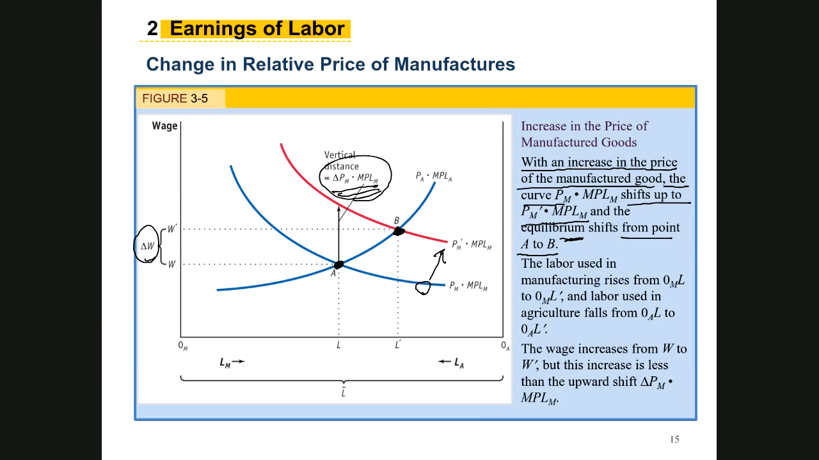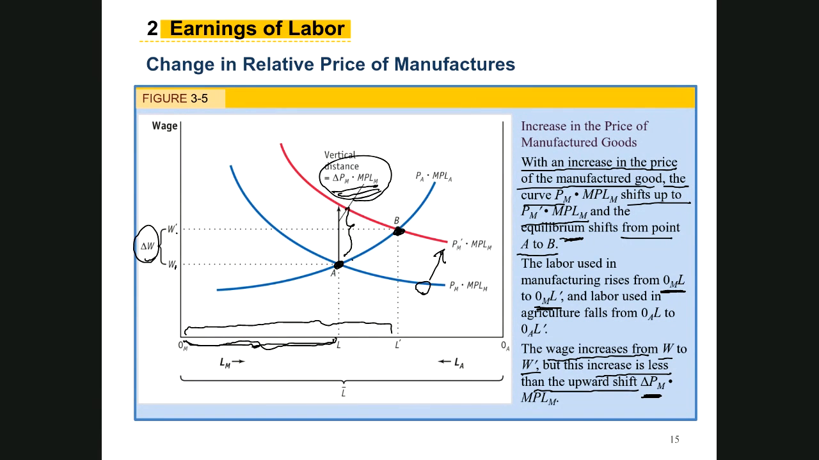The labor used in manufacturing rises from this, right? So O sub ML, its original line here, to this. So the hiring in the manufacturing industry in the home country increases. Okay, what else? The wage increases from W to W prime, but its increase is less than the upward shift, the delta PM. So it's less than this one.